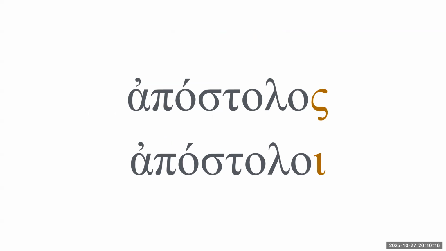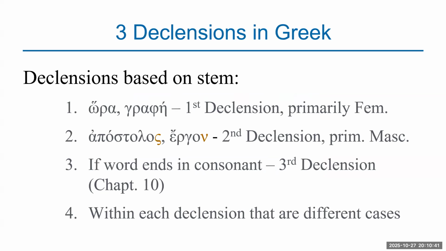So what you have an example of here is apostolos in the singular and apostoloi, which is plural. So if you see this by itself in a sentence, apostolos would be apostle, and apostoloi would be apostles. Okay.